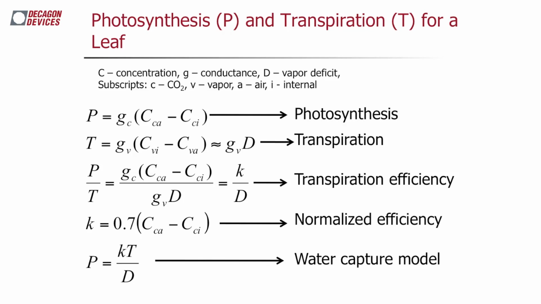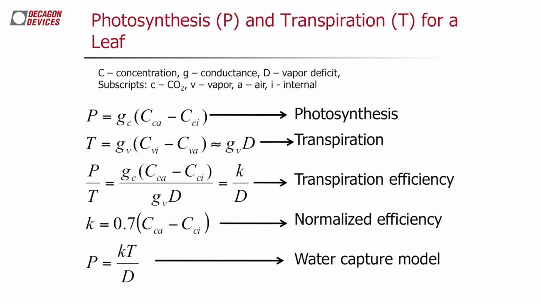Photosynthesis is just the conductance to carbon dioxide gas times the concentration difference of carbon dioxide outside the leaf and inside the leaf. We can calculate transpiration in the same manner, where we say the conductance to water vapor multiplied by the concentration difference in water vapor, or we can move that a little forward, the conductance to water vapor times the vapor deficit. That will give us our transpiration.